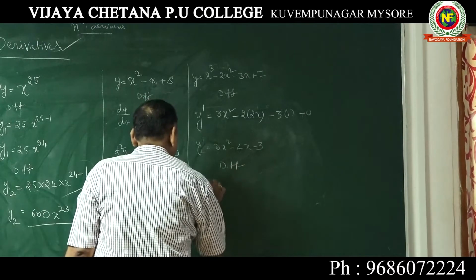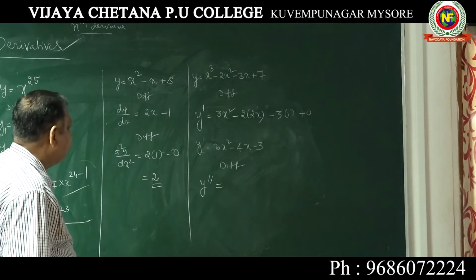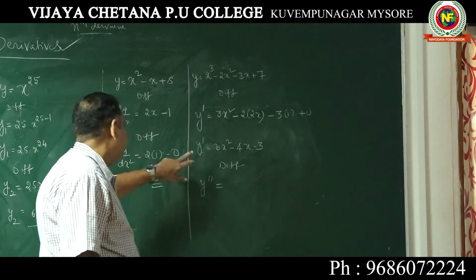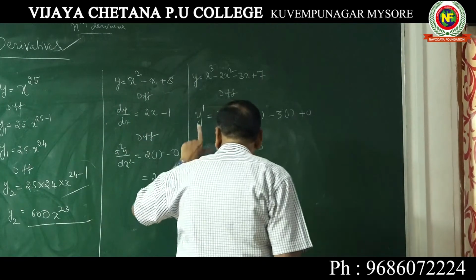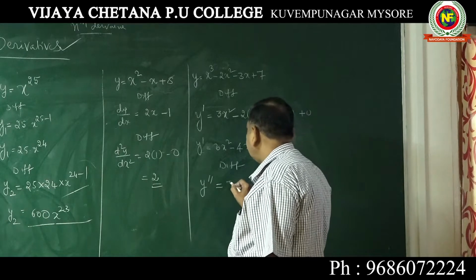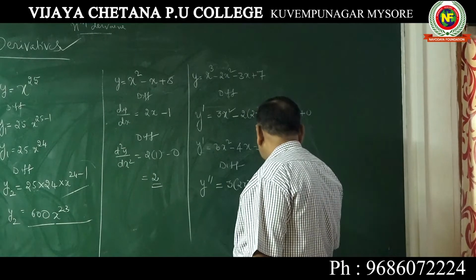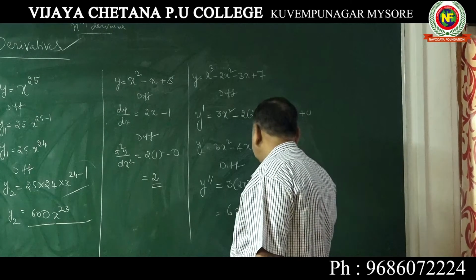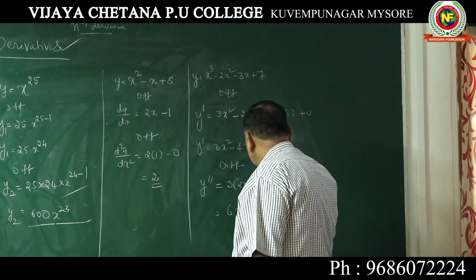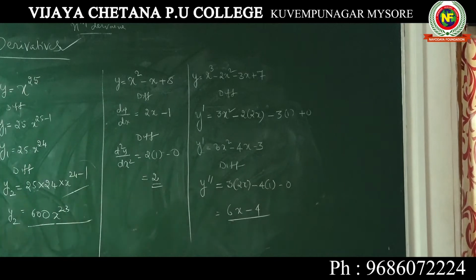When you further differentiate, you write y double dash, that is y2, or d square y over dx square. Now if you differentiate further, 3 into 2x minus 4 into 1 minus 0, it is 6x minus 4. This is the answer. The second derivative is 6x minus 4. Let us take the next problem.